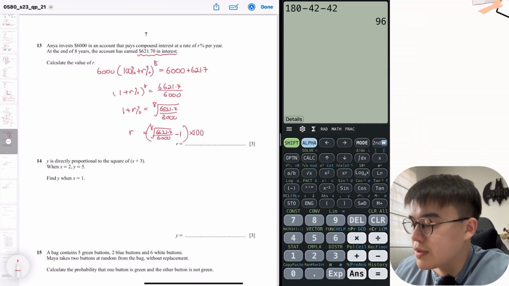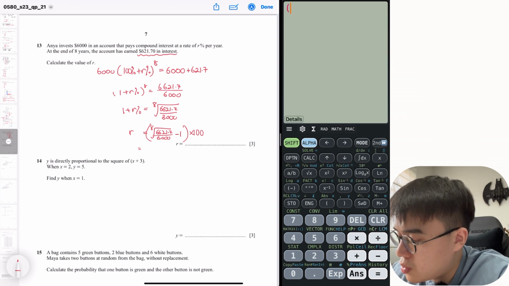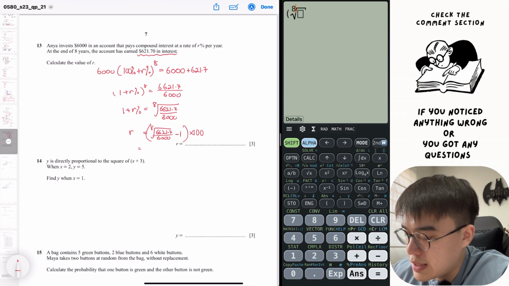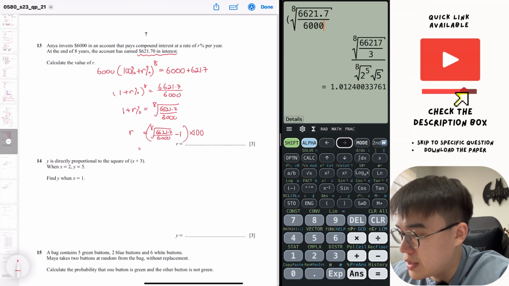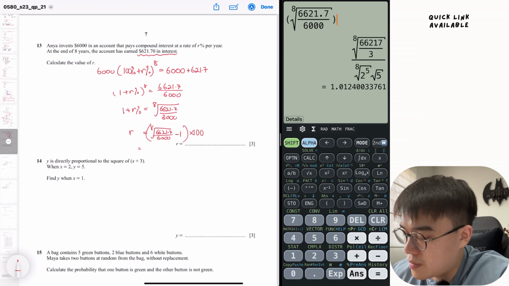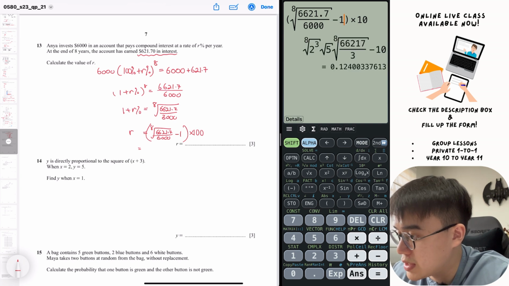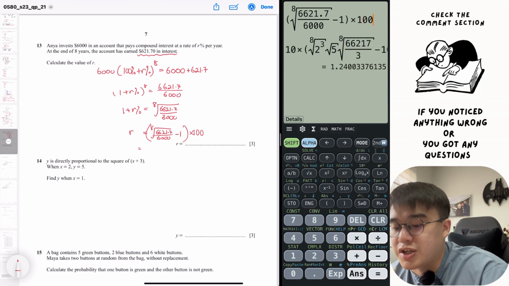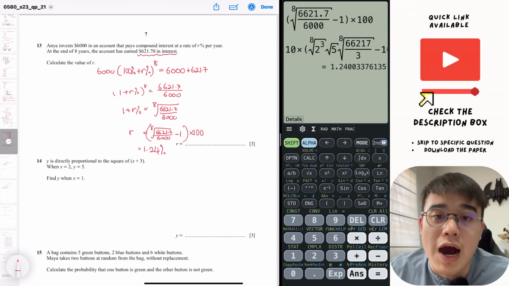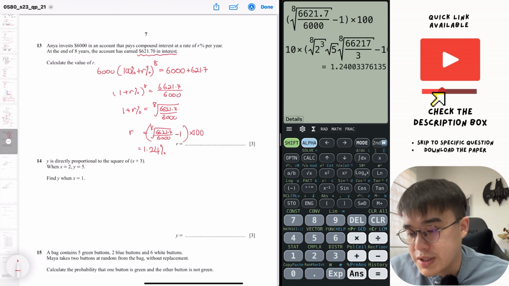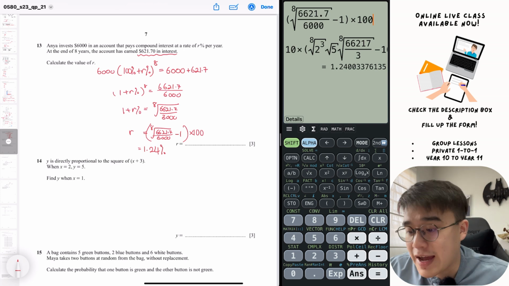So I didn't key in to the calculator until the very end. So this is what I'm going to do. 8, 621.7, 6,000 down here, and then multiply by 100. I have to minus by 1 first, just in case. You actually get a percentage of 1.24% as your R. Okay, so this is how you get things done. Do not key in anything until you already simplify everything.